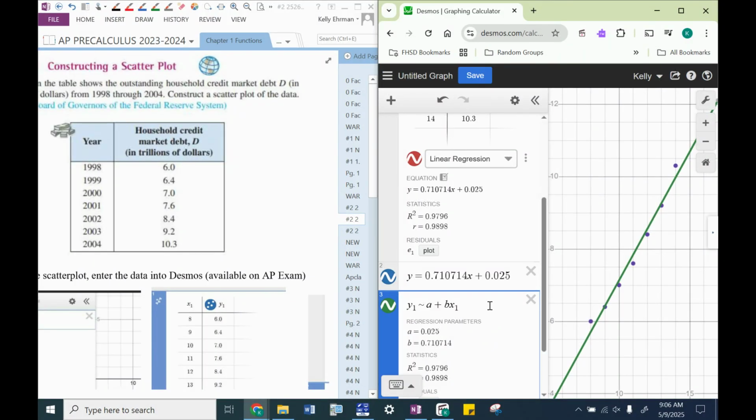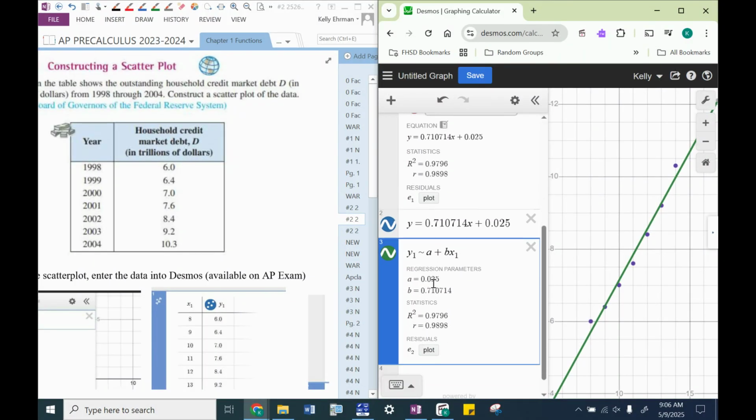And see how it gives me the same equation, right? It just doesn't write out the equation here. It tells me here's a and here's b. What's this r and r squared? You will learn more about correlation and the coefficient of determination in statistics if you take it. But basically, the closer this number is to 1, the more accurate the line of best fit is, or like the better fit this is for the data points. If they were really far scattered from the line, this would be closer to 0.